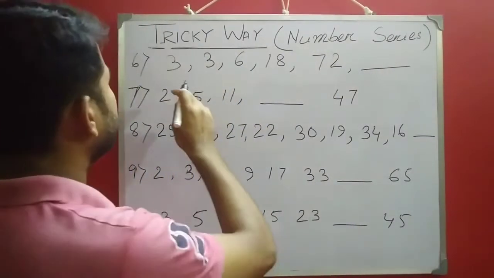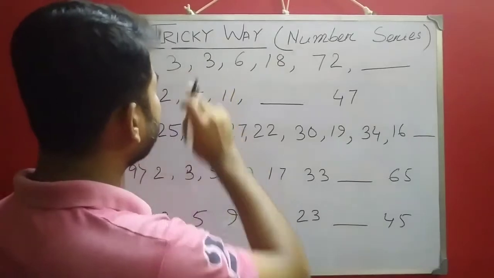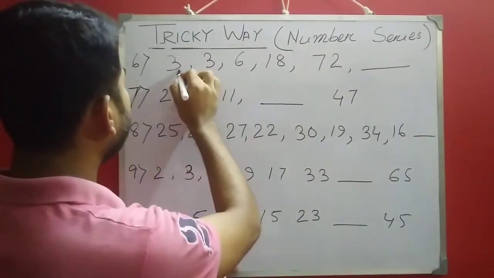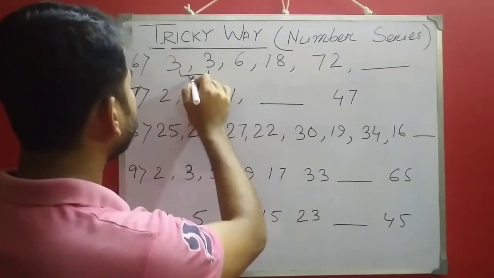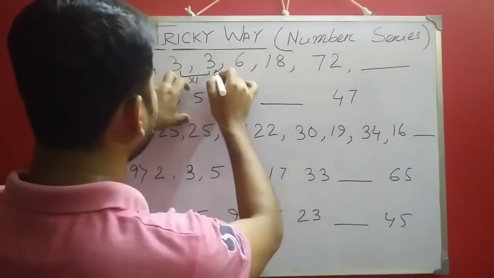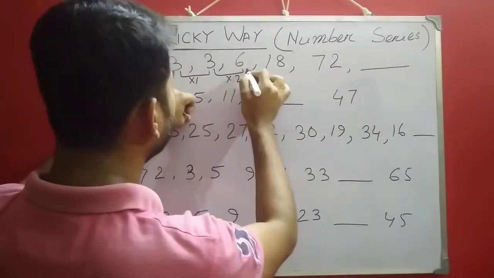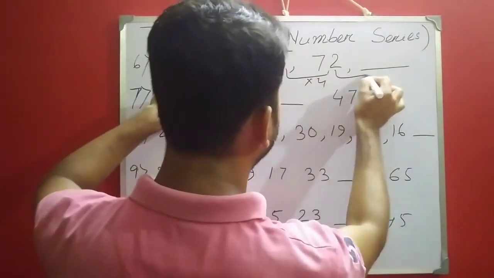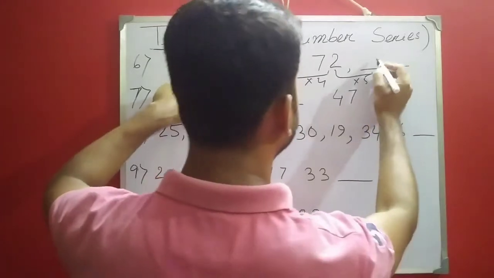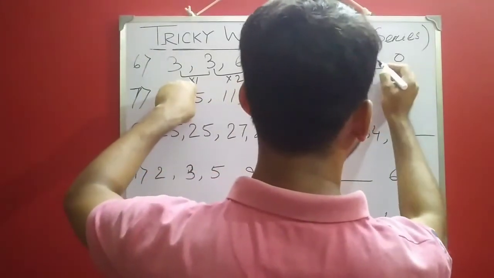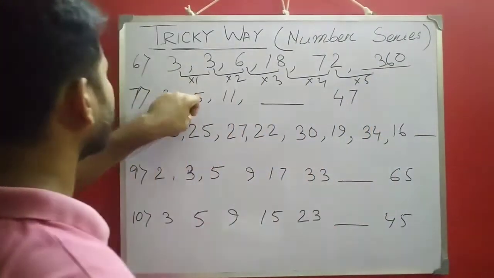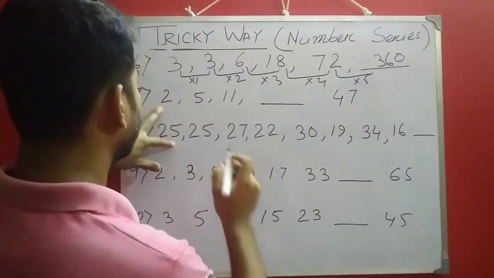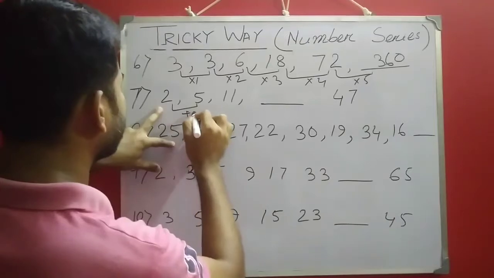So here, the first value is 3, the second value is 3, and the third value is 6. So 3 is like into 1, then into 2, into 3, into 4. So it will be basically into 5, which gives 360. And here 2, 5 means an increment operation. 2, 5 means increment, plus 3.